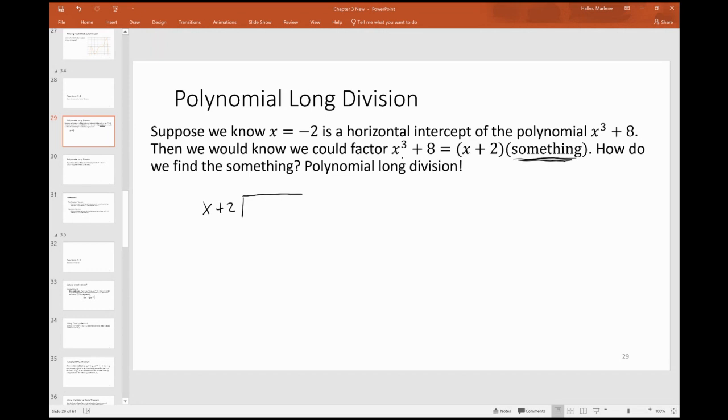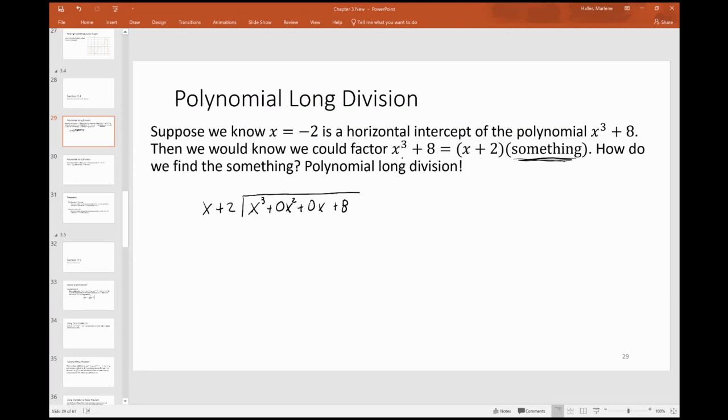Now I'm going to set up a division problem here, and I want the terms in the polynomial to be in descending order of the exponent. This polynomial doesn't have an x squared or an x term. So you know what we're going to do? We're just going to say it's 0x squared, because that's just 0, plus 0x, and then plus that 8.